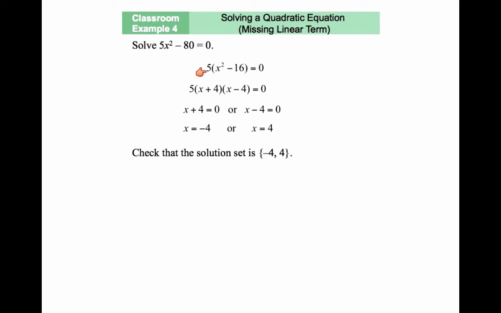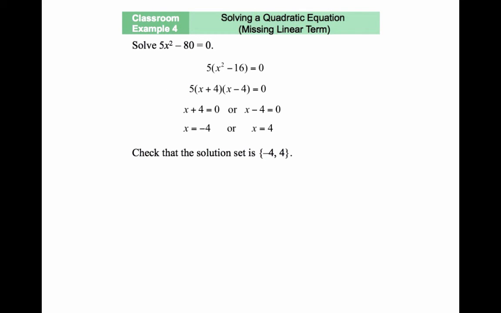The first step is to factor this. This is already in standard form. If I factor out a 5, I get 5 times x squared minus 16. Now, here I can factor x squared minus 16. This is a difference of squares. So it would be x plus 4, x minus 4.